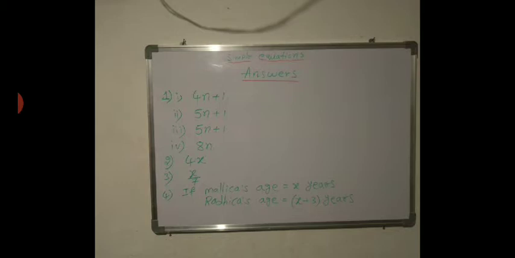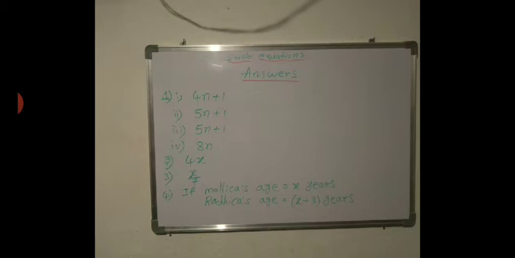Coming to the fourth one, in the first picture we have 8, in the second picture 16 matchsticks, in the third picture 24 matchsticks. So the rule is 8n. If n equals 1, 8 ones are 8. If n equals 2, 8 twos are 16. If n equals 3, 8 threes are 24.